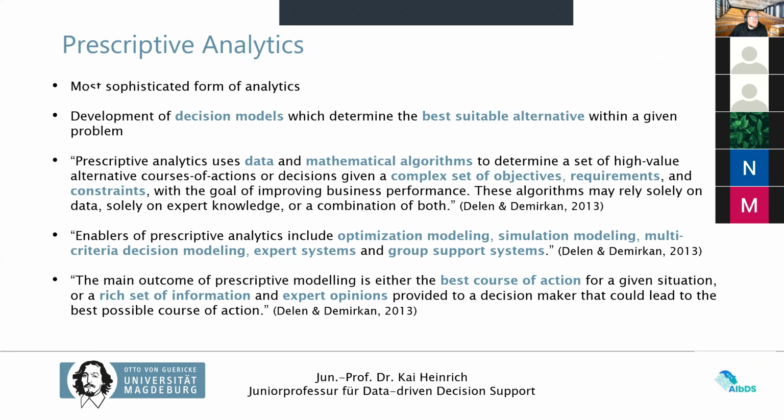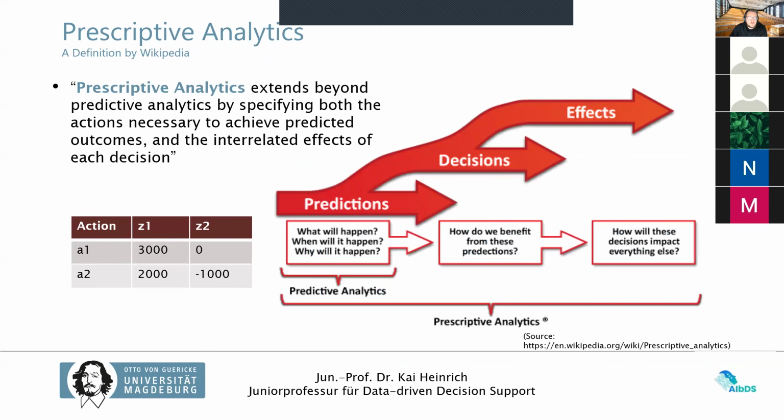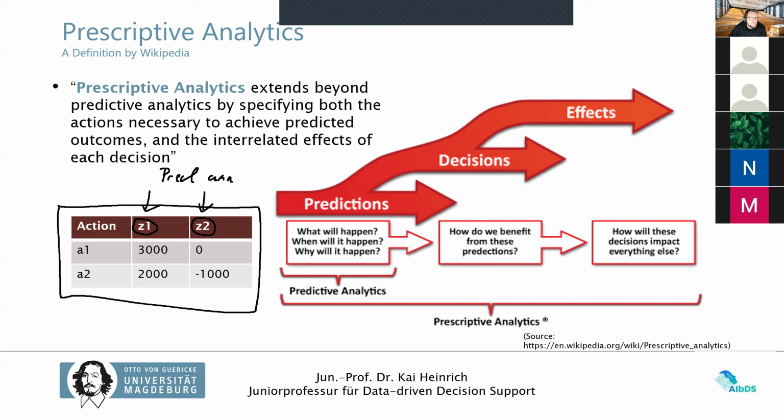Okay. And then there's prescriptive analytics. That's the most sophisticated form of analytics, but I will show you this picture because it's a nicer one, and it's blatantly stolen from Wikipedia, but I actually like it. You remember this from the beginning? I said, okay, predictive analytics helps us to predict these probabilities, right? So we can predict whether set 1 or set 2 will occur. And then we can choose an action. So this is predictive analytics.